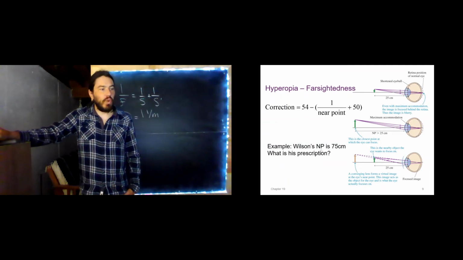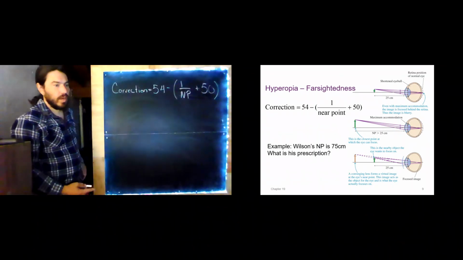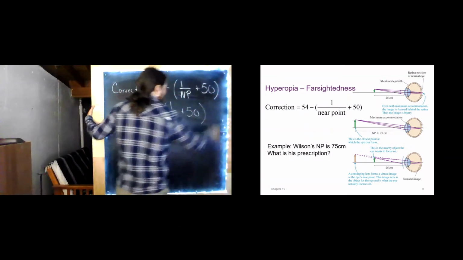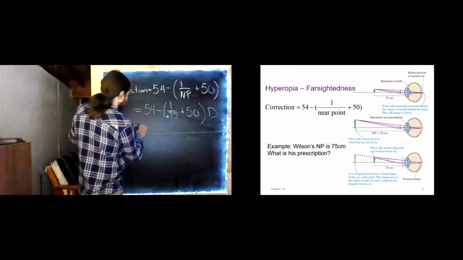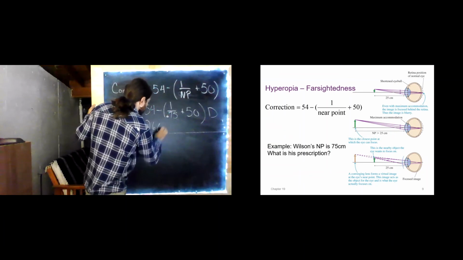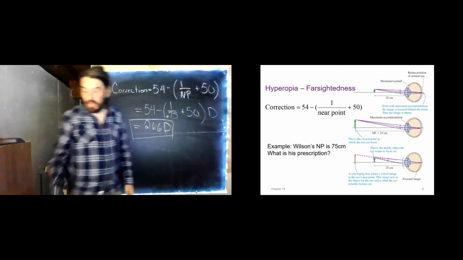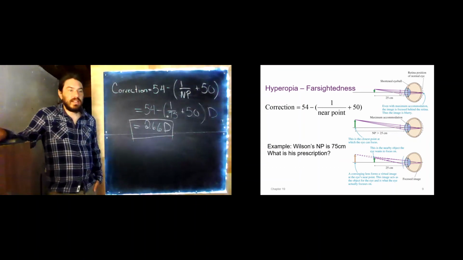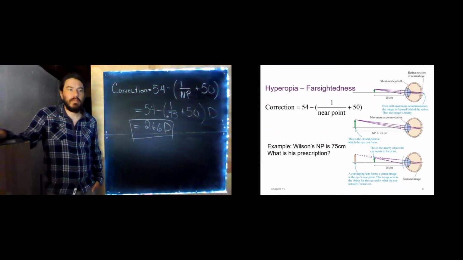Let's do a quick example. Wilson's near point is 75 centimeters. What is his prescription? Okay, so we want to use this equation to figure out what our correction would be. So that will be our correction in diopters. So if we just run our calculator, then we get 2.66 diopters. Again, we get a positive value, a positive power, because this focus is behind the eyeball, and we need to bring that focus forward. So we need more focusing power.